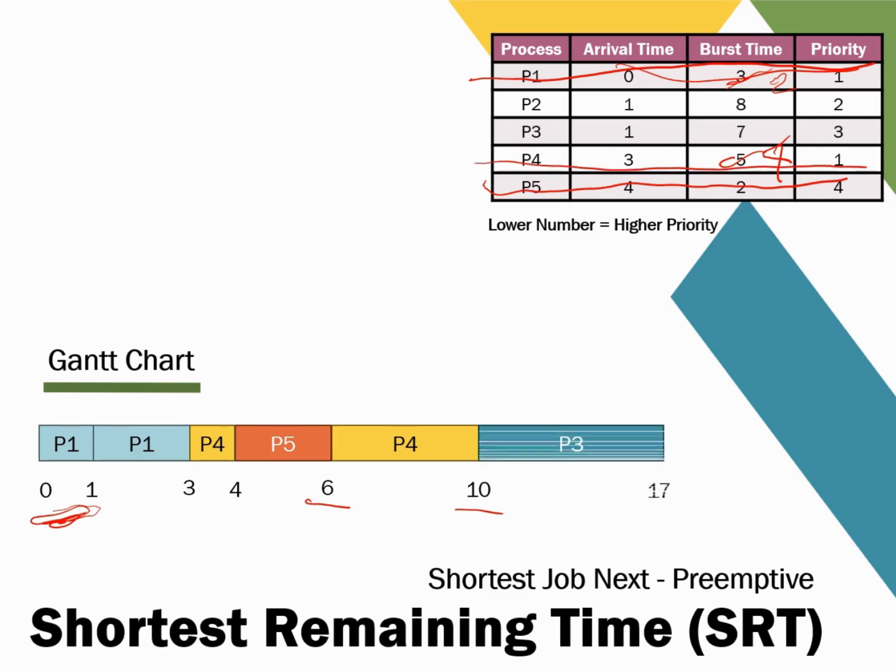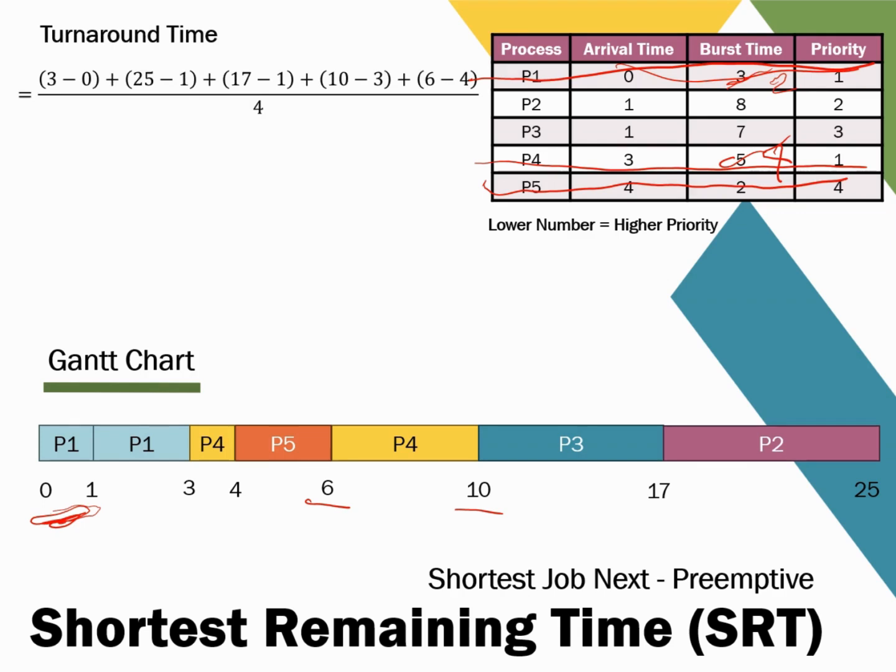And then we can allocate the CPU to P3 because it needs 7 burst time, which is less than 8. And at the end, P2 got the CPU between 17 and 25. This is the Gantt chart for this example also. So very simple here. As you can see, we must calculate the turnaround time.